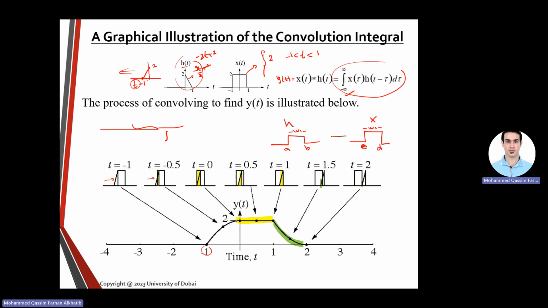So when you convolve H and X, what will be the output in this case? So this is going to be the focus in this lecture, the convolution between two rectangular functions.